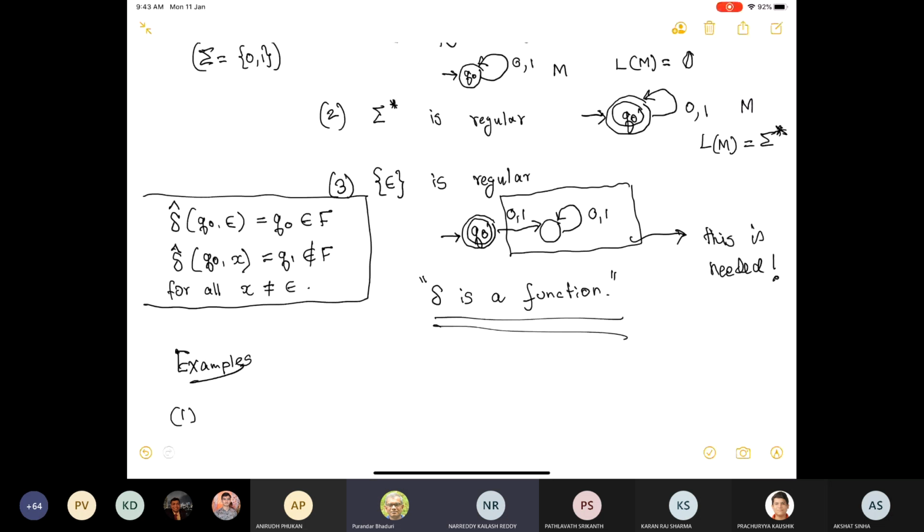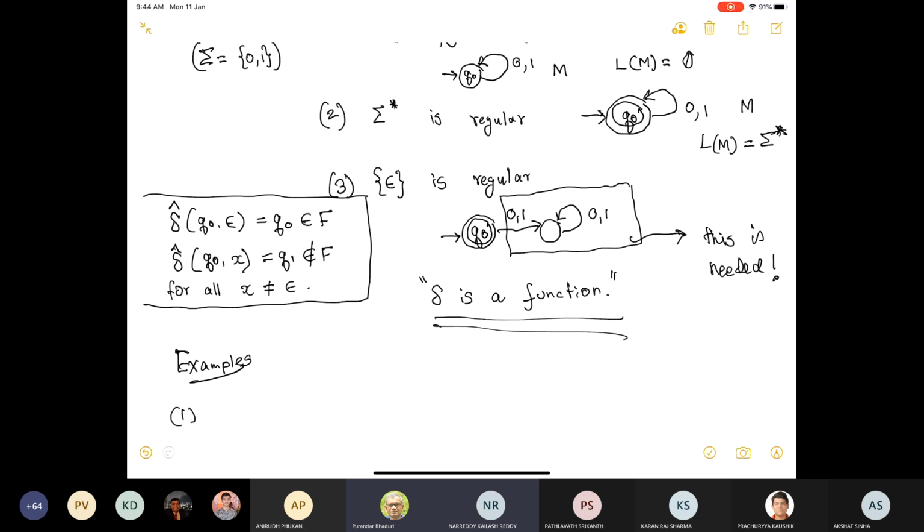Right? So if you take any string X other than epsilon, you can see that you'll end up in a non-accepting state. Only for epsilon do you remain in an accepting state, starting from the initial state. Does it answer your question?